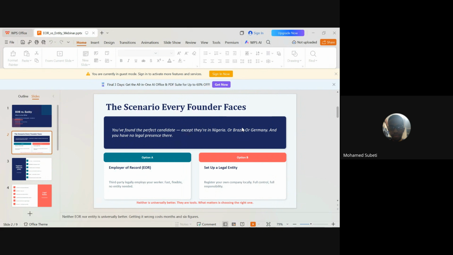So today we're going to cut through the noise. By the end of this session, you'll have a clear framework. You'll understand the real cost comparison, and you'll know exactly what questions to ask before you make the call.